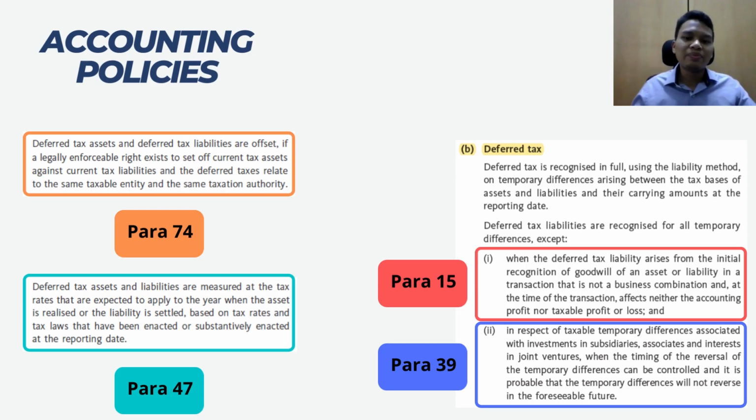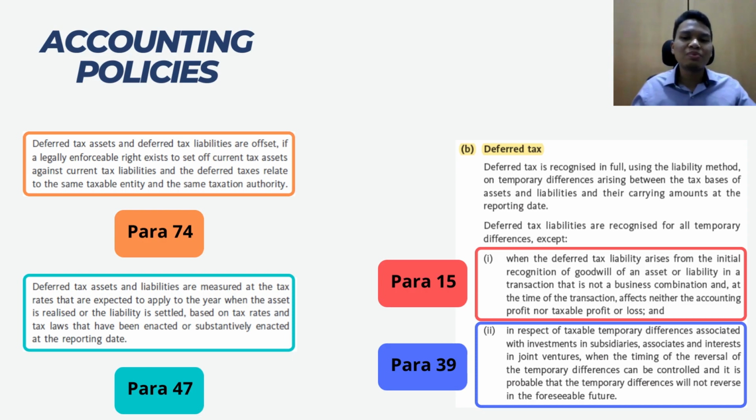Next is Para 47, which is highlighted in the blue box. This para explains the measurement of deferred tax liabilities. Maybank measures deferred tax liabilities at the tax rate that is expected to apply to the year when the liability is settled. Moving on to the next paras, which are Para 15 and Para 39, highlighted in the red box and purple box.